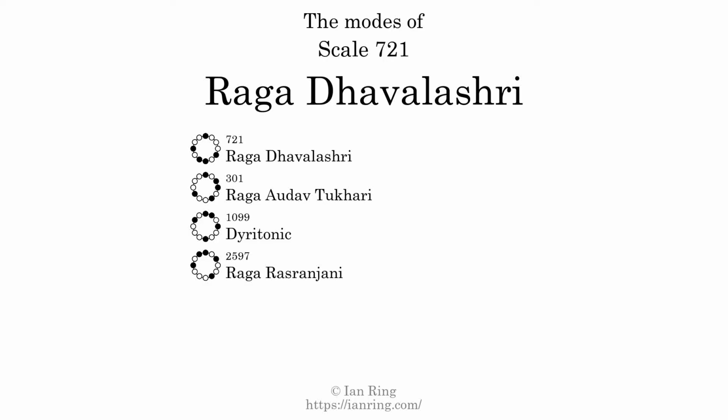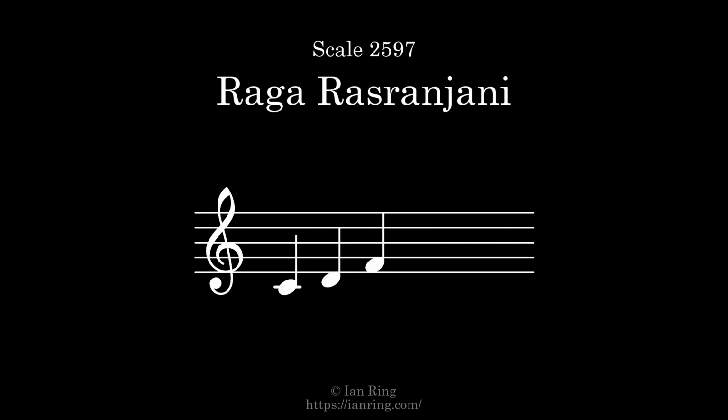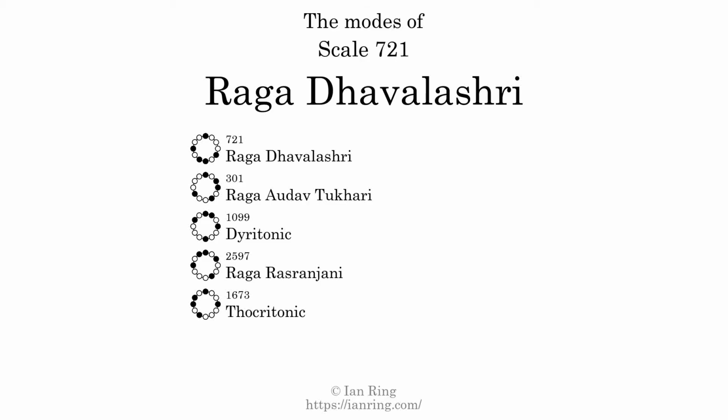The fourth mode is scale 2597, also known as Raga Dhavalashri. It sounds like this. The fifth and last mode is scale 1673, also known as thocratonic. It sounds like this.